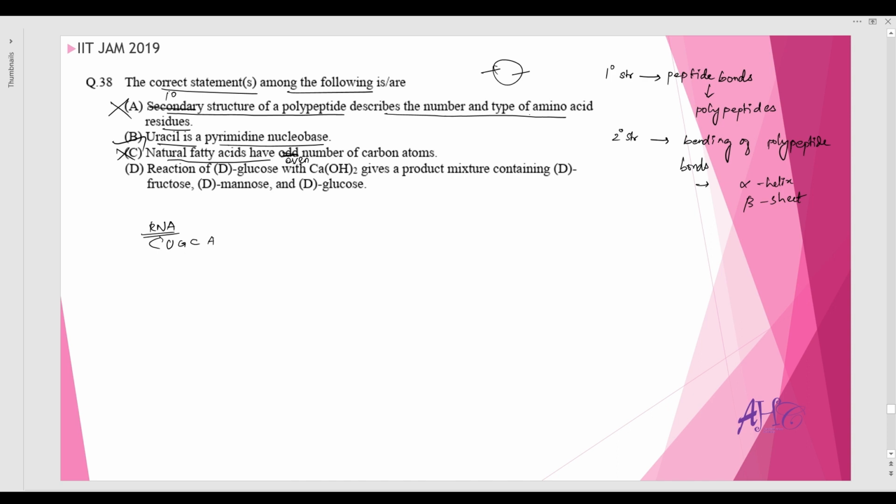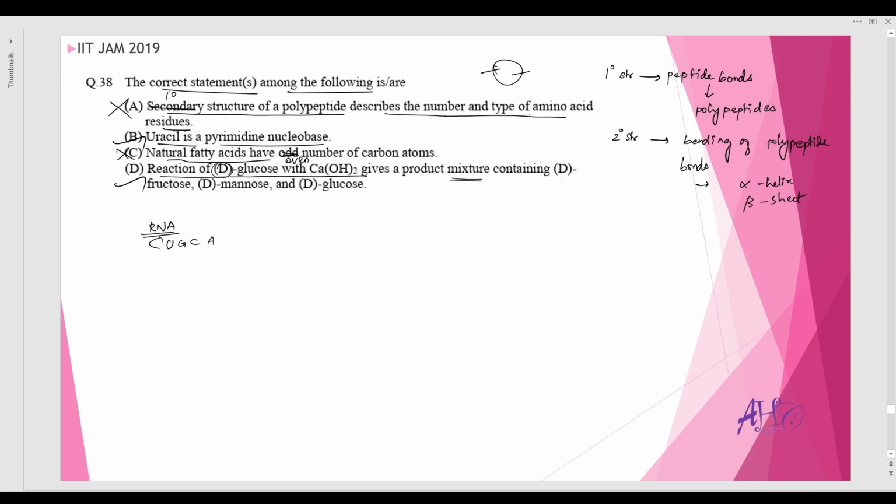Next இங்க என்னன்னு பாருங்க. Fourth option, they have given a reaction of D-glucose with calcium hydroxide. So calcium hydroxide is going to be your base. Okay. So reaction of D-glucose with calcium hydroxide give a product mixture containing D-fructose, D-mannose and D-glucose. So obviously இங்க என்ன ஆகுதுன்னா mixture தான் form ஆகுது. They are not telling ஒரு individual product வந்து form ஆகும்னு சொல்லல. And then என்ன இருக்கு? A mixture of D is always possible. So option D is the correct answer.